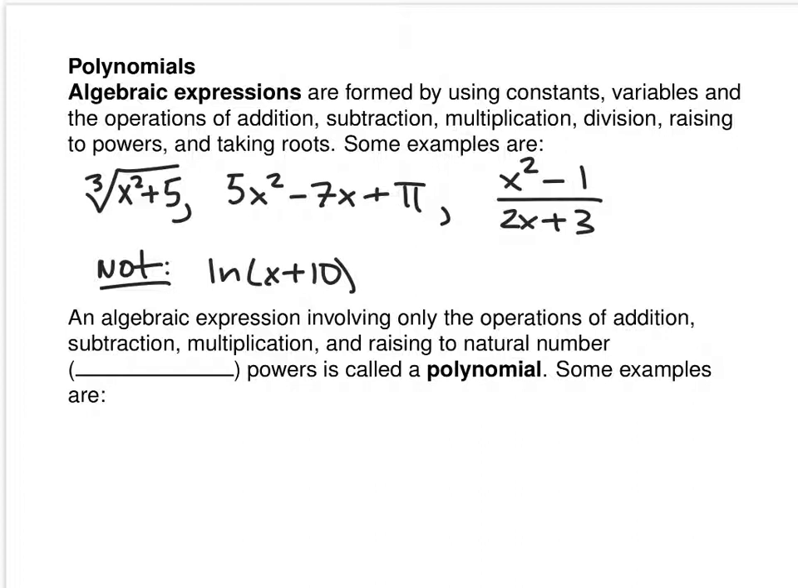Okay, and then it's kind of like there are rectangles and squares or special rectangles. There are special kinds of algebraic expressions, and they're called polynomials. And polynomials are expressions that involve only addition, subtraction, multiplication, and raising to a natural number power. So what were the natural numbers again? 1, 2, 3. So your powers have to be positive whole numbers.